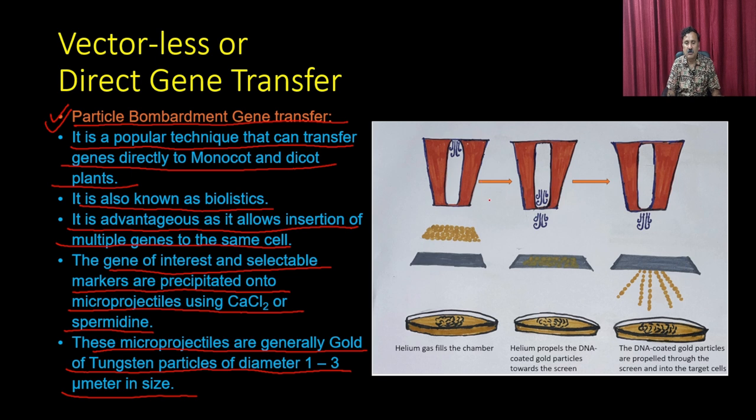So, what you are going to do is put the sample into the chamber, right, and then you are going to have the DNA coated onto these gold particles, and then you are going to bombard these particles. The DNA coated gold particles are propelled toward the screen and into the target cells, and then they will randomly insert into the DNA, and there are chances that some of these gold particles will directly enter into the nucleus, and that is how they will release their DNA content into the nucleus, and that is how they are going to be transferred.